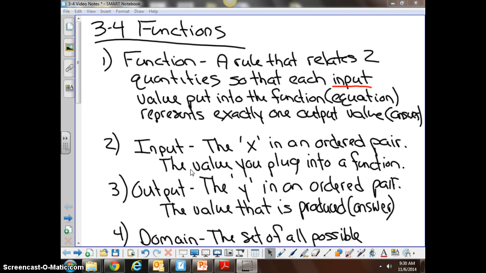A function is a rule that relates two quantities so that each input value put into the function or the equation represents one output value or the answer. A couple things to know. An input value would be what you put into an equation or the number you plug into the equation. A function is simply the equation. We'll talk about the function when we get to one here. And then the output is going to be your answer.